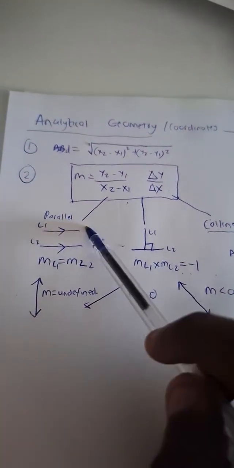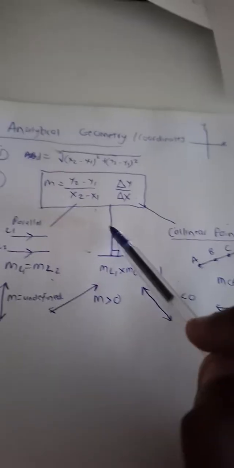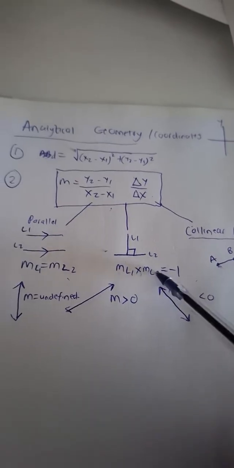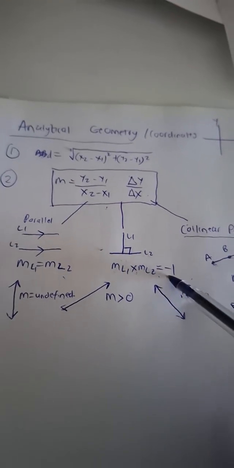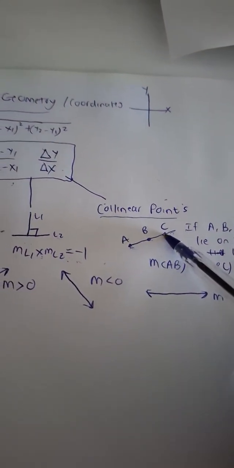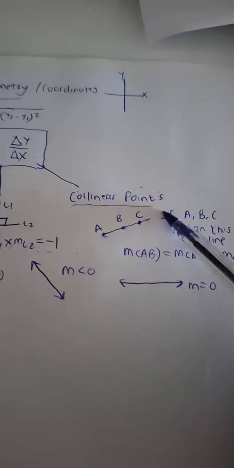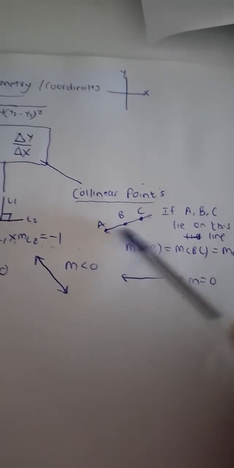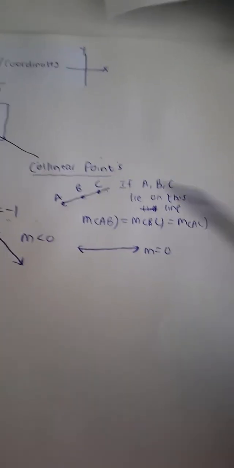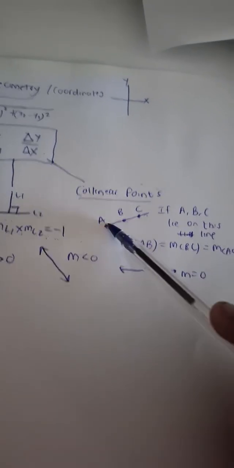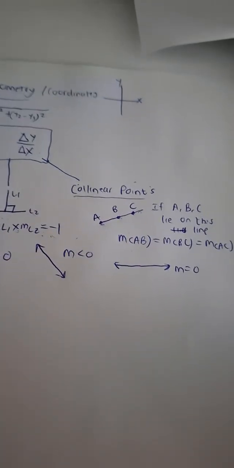Very important that we understand all of this under the concept of gradient. Gradient, the formula. Parallel lines have equal gradients. Perpendicular lines, the multiplication of the two gradients of these lines should always give you -1. Collinear points, point A, point B, point C. If A, B, and C lie on this line, then the gradients of the points that form the line are equal. That's why we say gradient of AB is equal to the gradient of BC. And in actual fact, they are all equal to the gradient of AC.